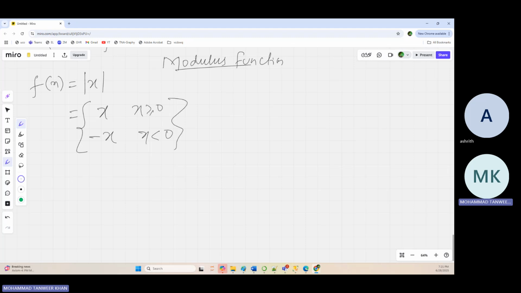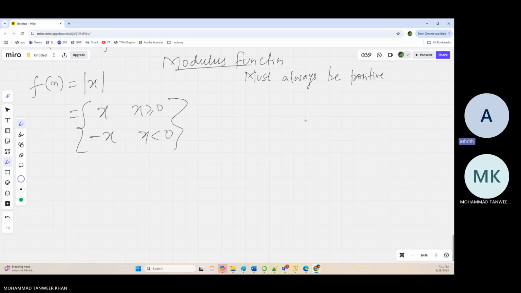But you have not asked why it is minus x if it is less than 0. See, the output of a modulus function must always be positive. Whatever input you are giving, the output should always be positive. Output must always be positive.